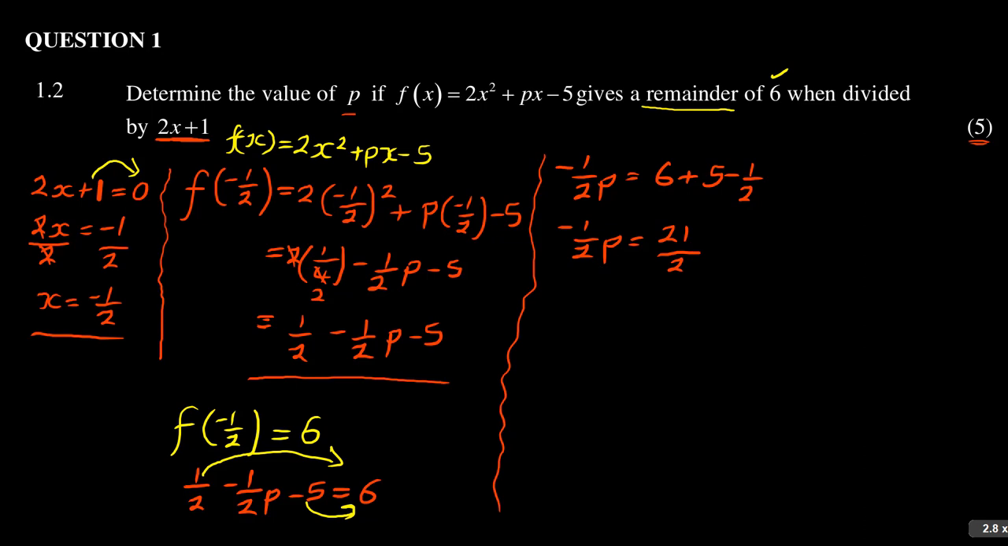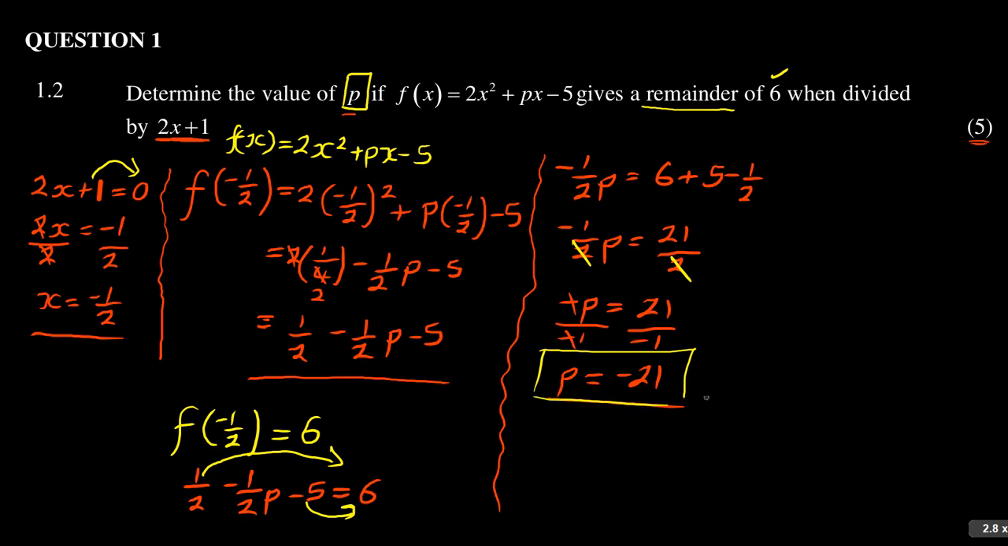Then the next thing is, you can see that 2 is common, so you can choose to cancel the 2 at the bottom, meaning minus p is equal to 21. You divide by negative 1 on both sides. You are given that p is equal to negative 21. So the question is, determine the value of p. So we have managed now to determine the value of p, and the value of p in this case is equal to negative 21. So this is the approach that you could have used.